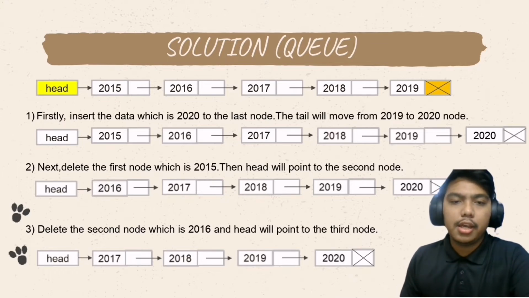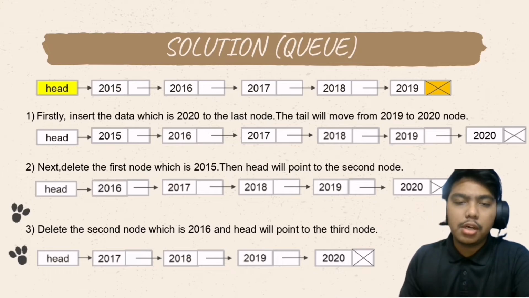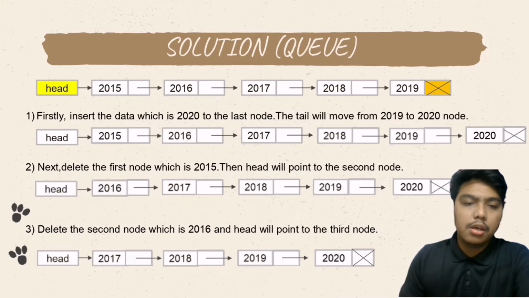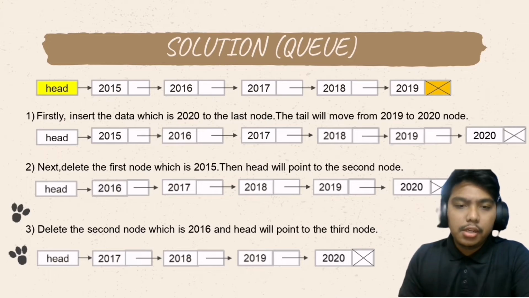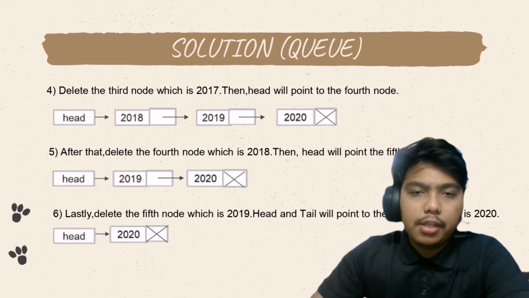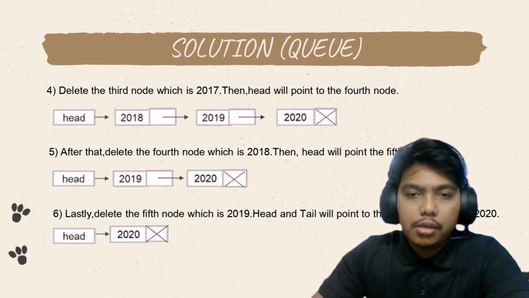Next, we will DQ the first node, which is 2015, and our head will point to the second node, which is 2016. Okay, for the third step, we will delete, we will DQ the second node, which is 2016, and we will point the head to the third node, which is 2017.